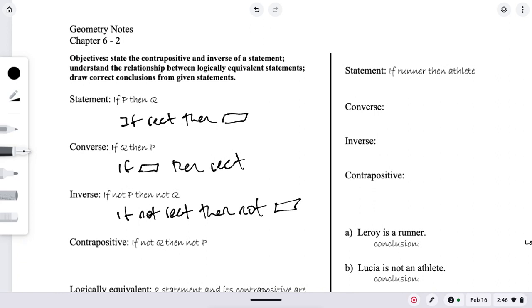The statement and contrapositive are going to be related as well, because if I flip it, if I say if not a parallelogram, then not a rectangle, that actually would be true. Since a rectangle is a parallelogram, if it's not a parallelogram, it definitely could not be a rectangle, but it couldn't be a rhombus either. It couldn't be a square. So the statement and contrapositive are both true. The converse and inverse in this case are both false.